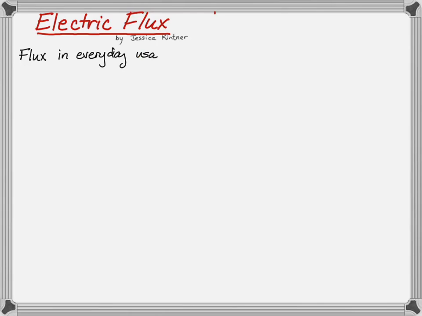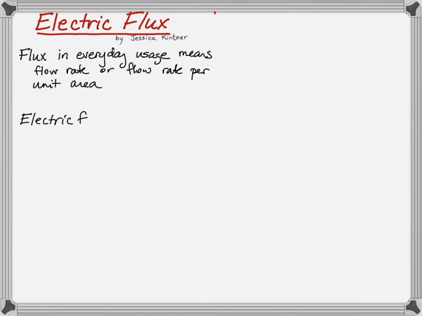Flux in everyday usage simply means the flow rate per unit area. In physics it has a more specific definition. The symbol we use is capital Phi, and sometimes you'll see it with a subscript E. Later on in the course you're probably going to see magnetic flux as well, and to distinguish the two of those, you're going to want a subscript. But for right now, it's probably the first one you're seeing, and I'm just going to write the capital Phi for most of this video.